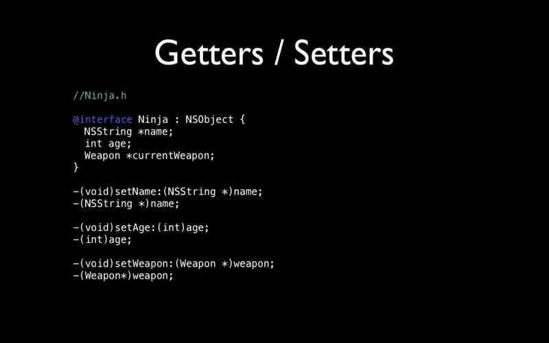And the second returns a string, and it's just called name. Now notice there's no get in front of it, and that's just a convention in Objective-C. The setters have set in front of them, but the getters are just the name of the thing that you're going to get.